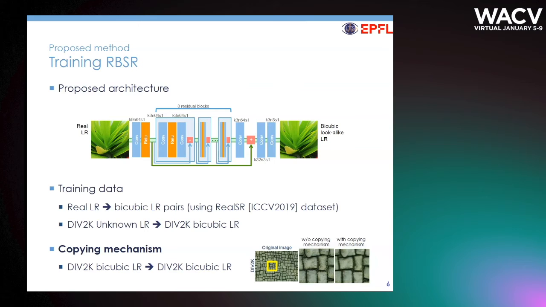For the training data, we use a dataset proposed in ICCV 2019 called the Real SR dataset, where they generated low-resolution and high-resolution images by changing the focal length of a camera, and then through some registration, they're able to generate low-resolution, high-resolution pairs. In addition, we use the DIV2K unknown low-resolution dataset, where images have been downsampled by unknown kernels, and we map them to the corresponding bicubic low-resolution dataset.